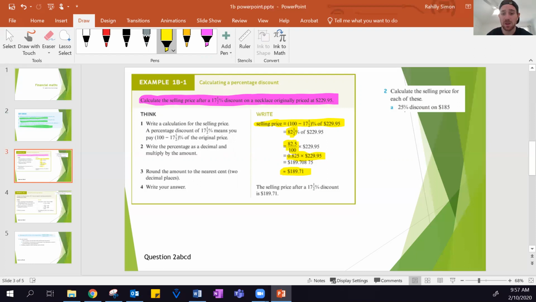Now, it's a little bit confusing at this point, so I'm just going to show you an easier and quicker way of doing it. It's the same thing, but it's just skipping one of the steps. So we're looking at selling price. So we're looking at this question 2 over here. So selling price. You'll have to excuse my writing.